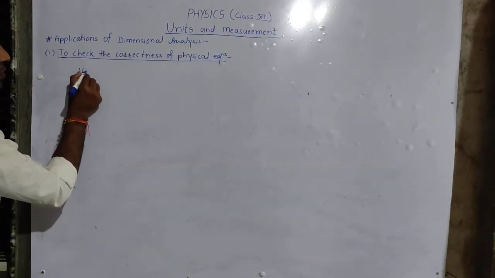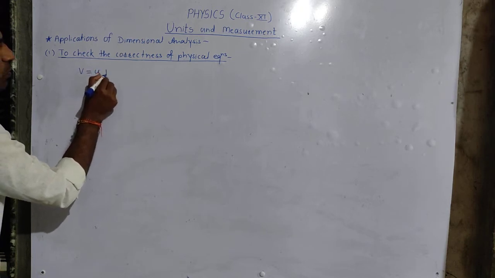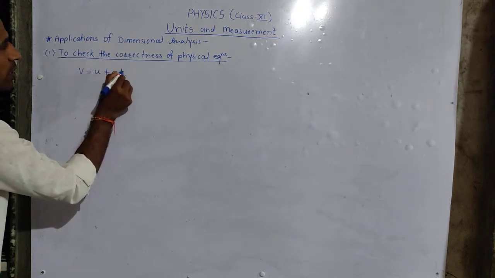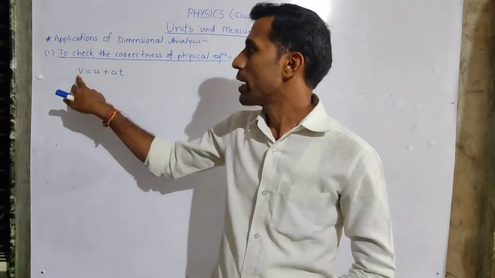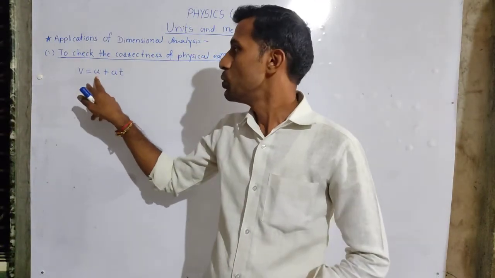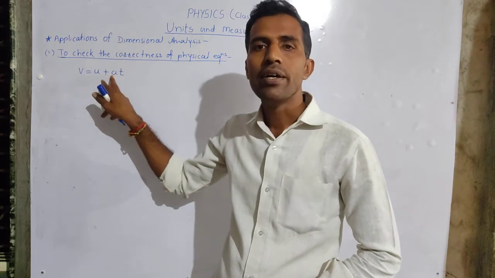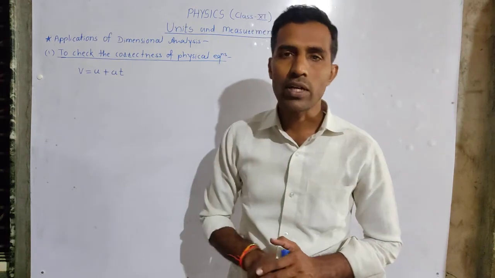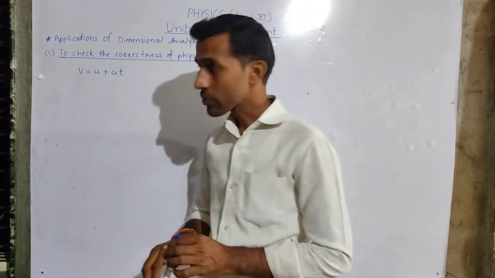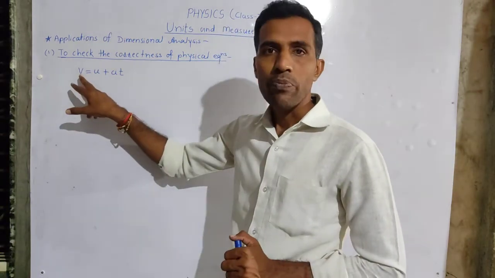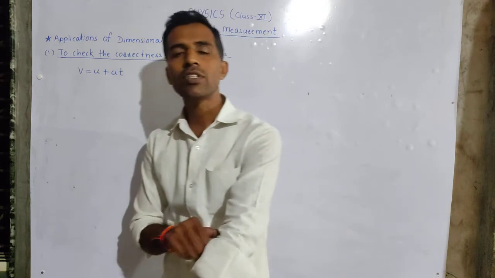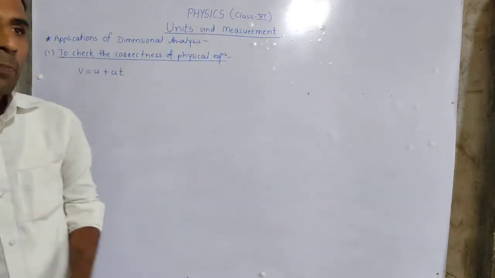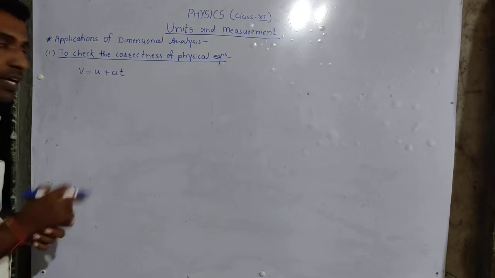V is equal to U plus AT. Okay, where V is the final velocity of the particle, U is the initial velocity of the particle, A is the acceleration, and T is the time. Here we have to check whether this kinematical equation is correct or not. By using dimensional analysis, we can check that. Now let's write the dimensions of each physical quantity.